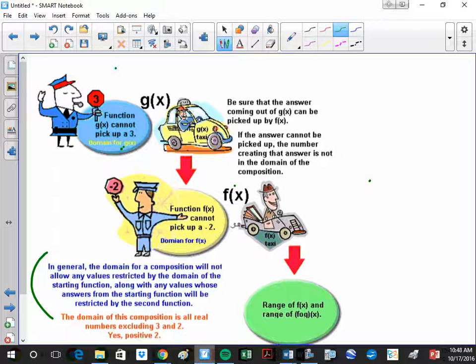So you have to look at what can be plugged into the first function. Those domain restrictions are preserved all the way across. But sometimes things that work in the first function end up not working in the second function. So in general, the domain for a composition will not allow any values restricted by the domain of the starting function, along with any values whose answers from the starting function will be restricted by the second function. So there are two parts to it. If it doesn't go into the first function, it's out. If it goes into the first function but then creates problems in the second function, it's still out.